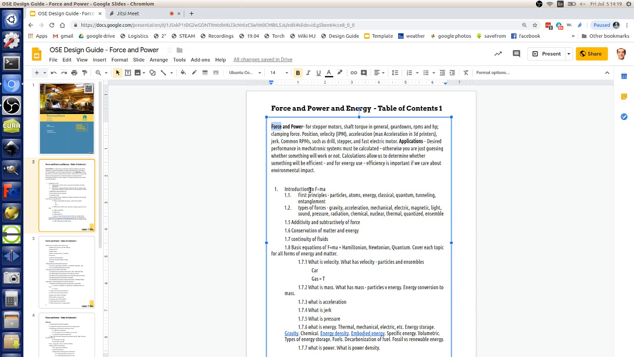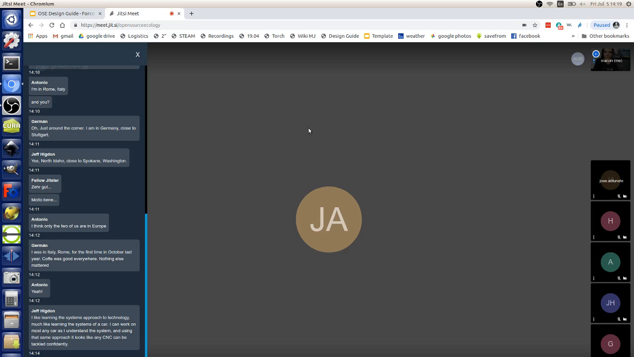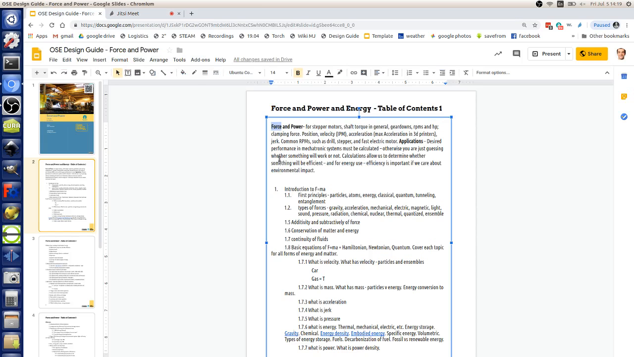Let's start with F equals ma. So force equals mass times acceleration. That's a basic equation of physics. What does that mean? If something has a mass, that mass multiplied by how fast it accelerates is a force. That's in mechanical systems.